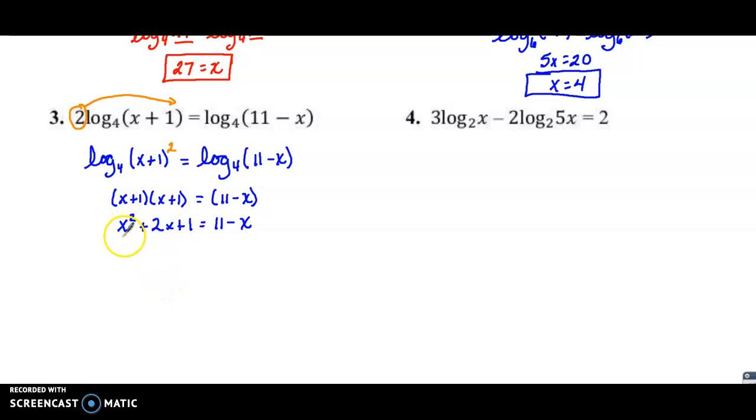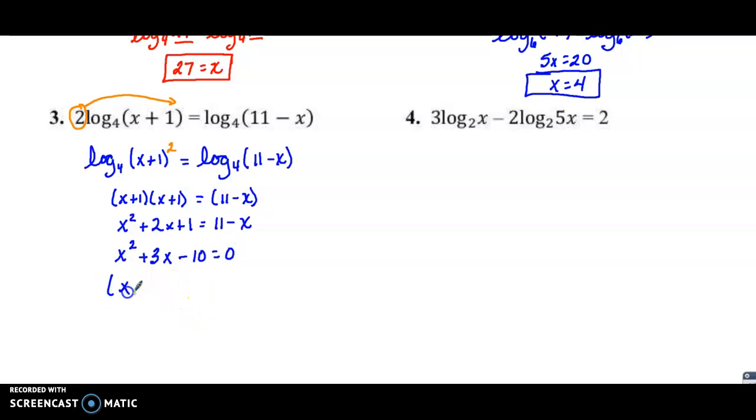Because we know we have a quadratic, we're going to have to factor, so we need to set it equal to 0. I'm going to move my x over and have x squared plus x. When I add an x to both sides, I'm actually going to have a plus 3x. Then when I subtract my 11, negative 11 and 1 will give me a negative 10.